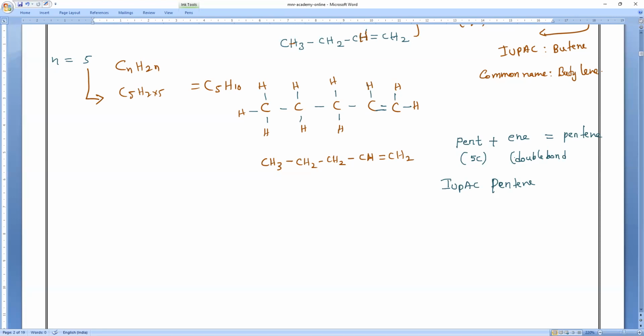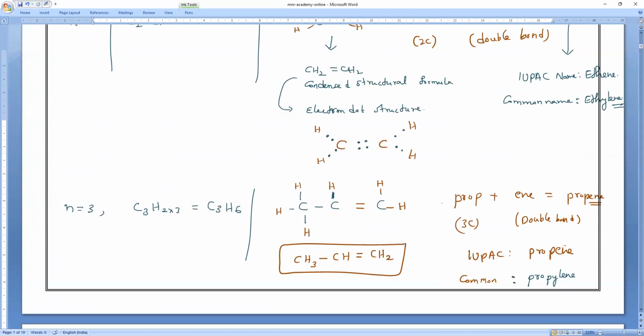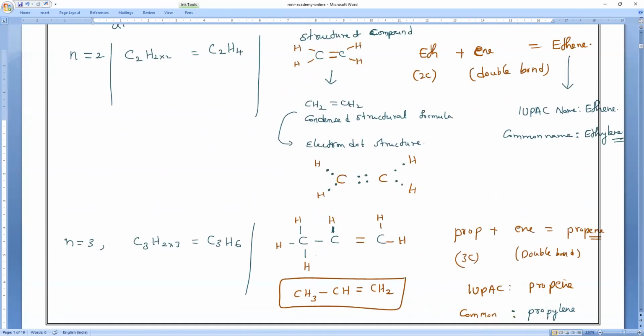Now one more thing I'm saying. To confuse you in the exam, always remember, after propene, these compounds will anyhow start from N is equals to 2. Am I right or wrong?